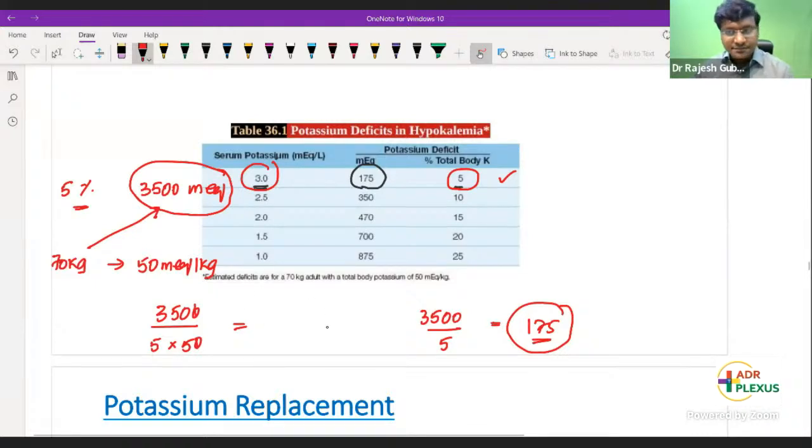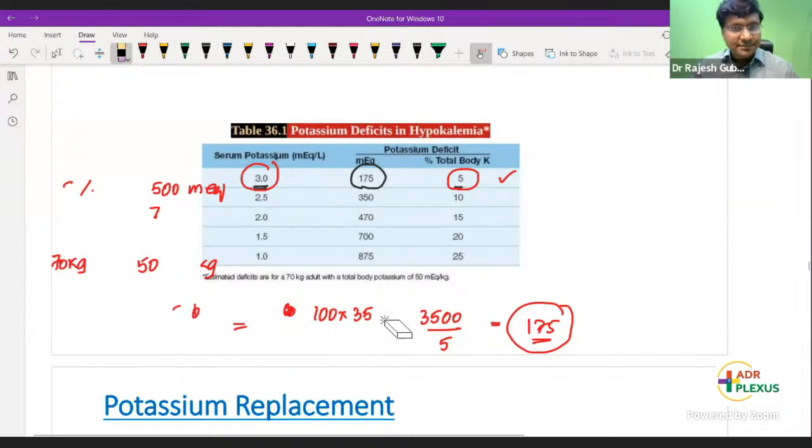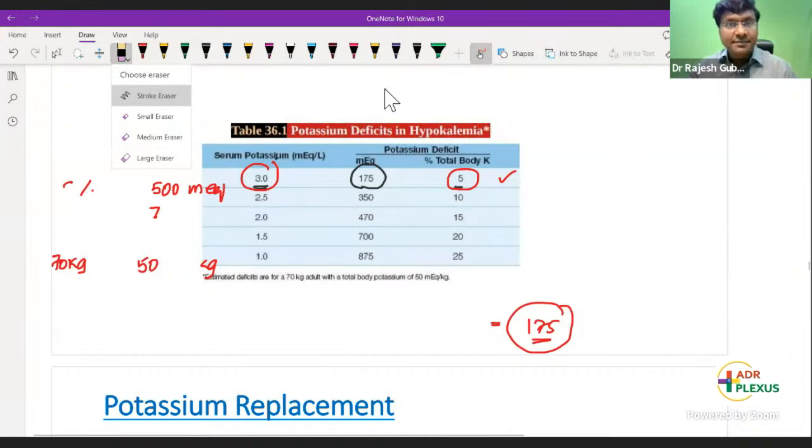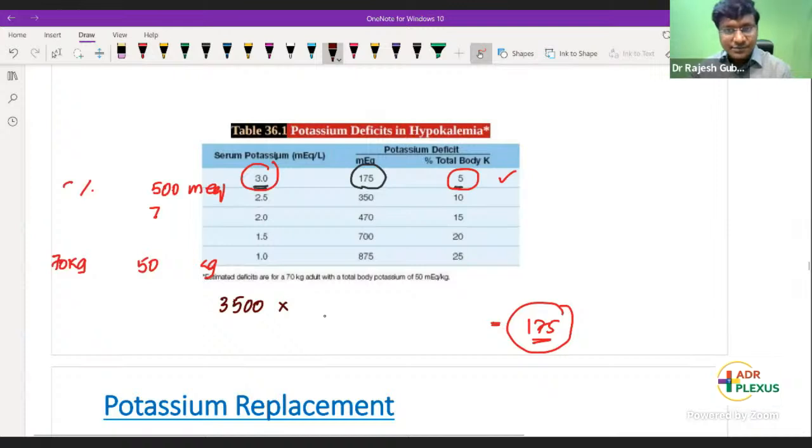No, even this does not come. Yeah, so it is around... It is 3,500 into 5%. Yes, 35 into 5, that is around 175. Okay, so now this becomes 175. I think now I'm clear.